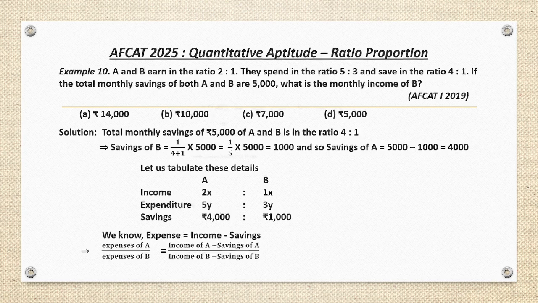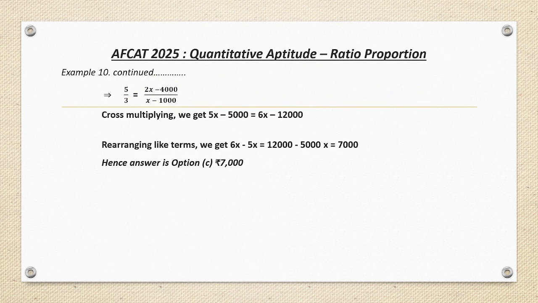So 5 by 3 is equal to 2x minus 4,000 whole divided by x minus 1,000. Now what is this 2x and x? 2x is the income of A, and x is income of B. And cross multiplying, we get 5x minus 5,000 equal to 6x minus 12,000. And rearranging, we get x is 7,000. So the salary of B is 7,000 rupees.